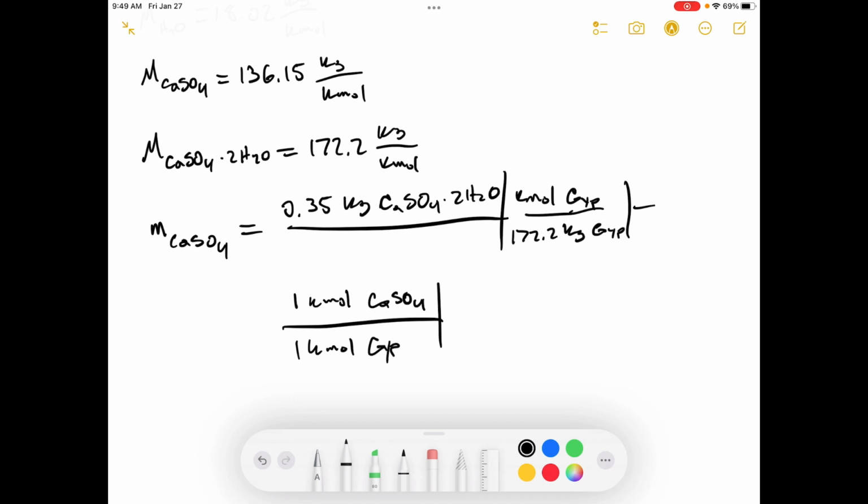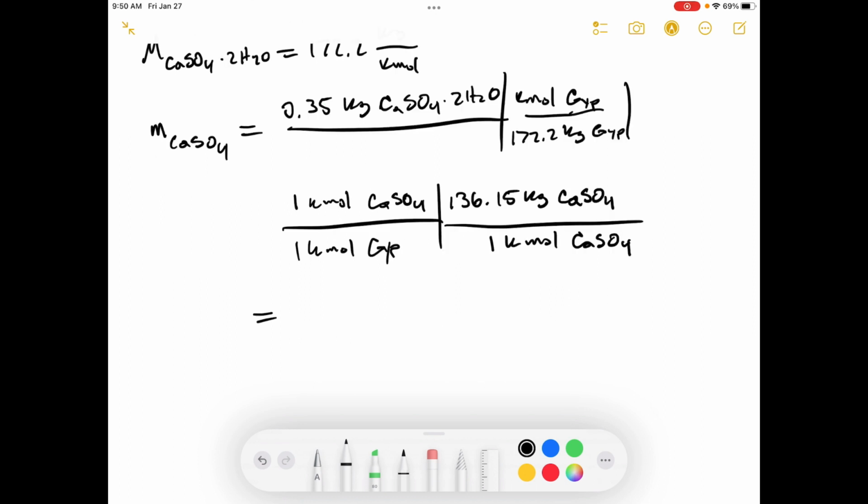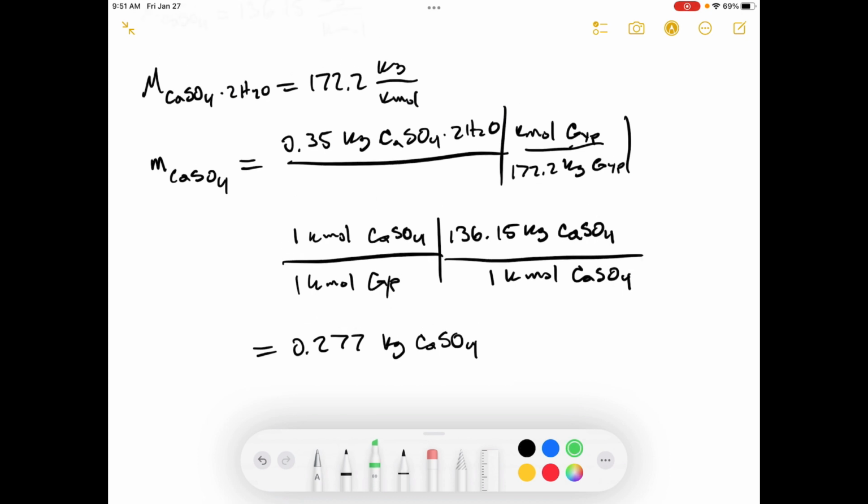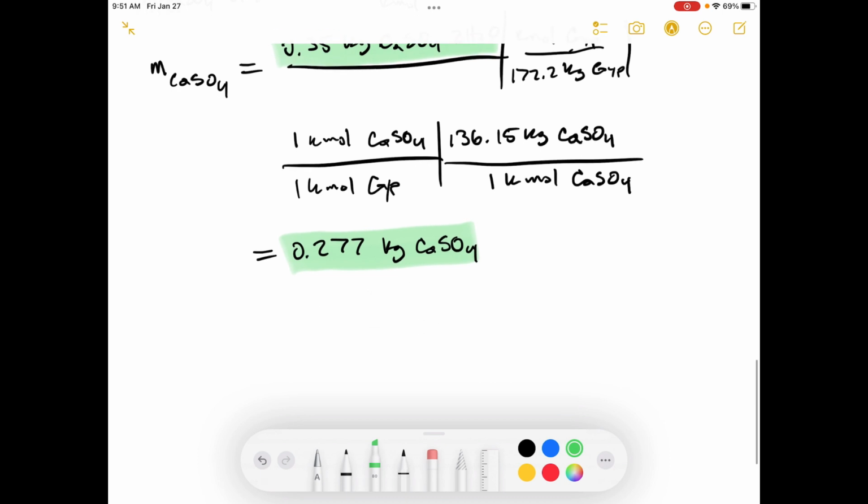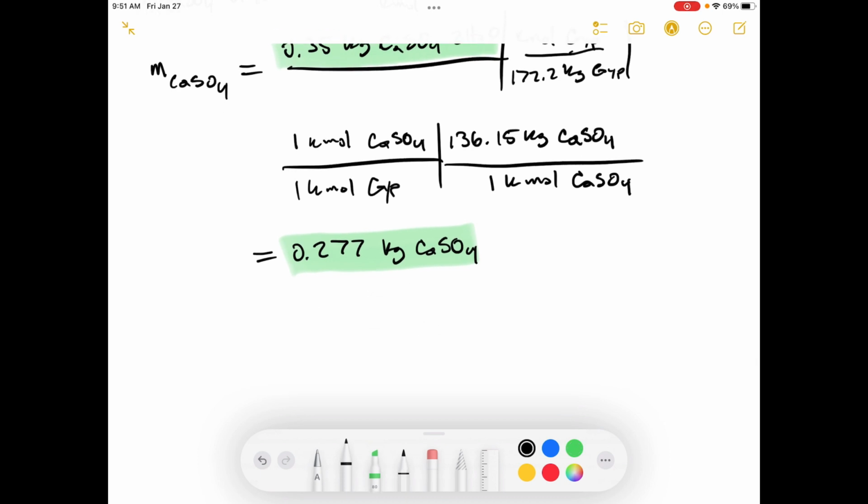Now we say how much mass is a kilomole of calcium sulfate. Do this multiplication, and we have 0.277 kilograms of calcium sulfate in 0.35 kilograms of gypsum. Makes sense. You'll have a little bit less because of that water weight.